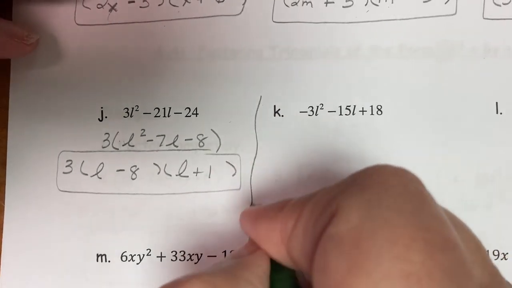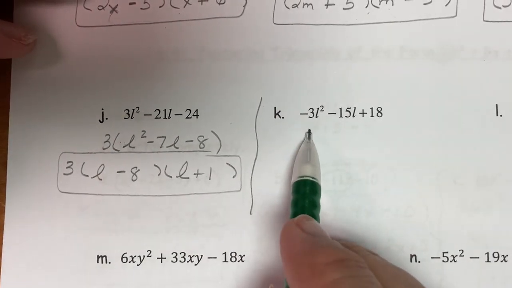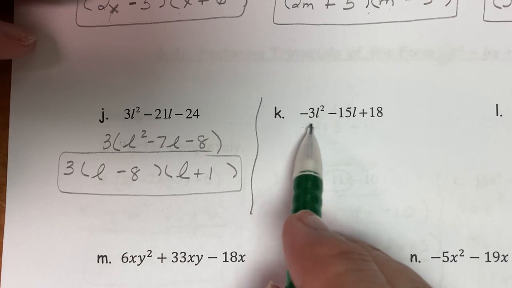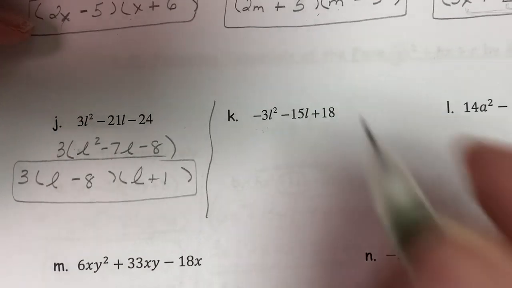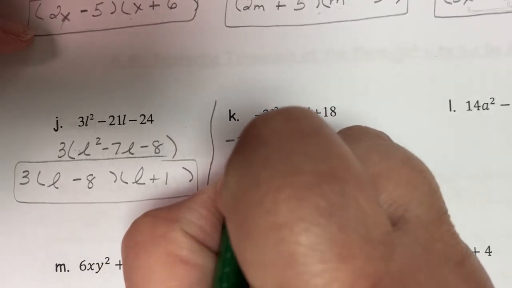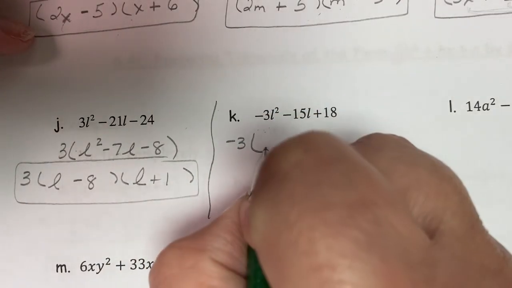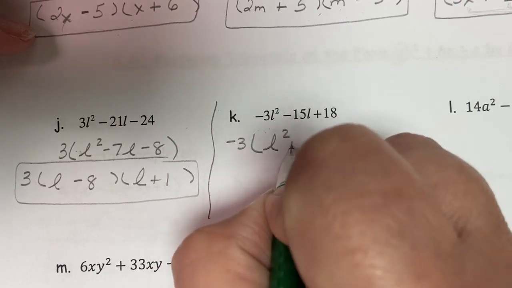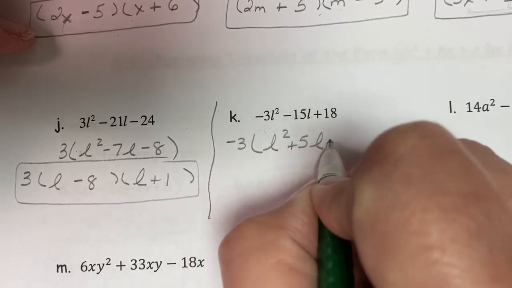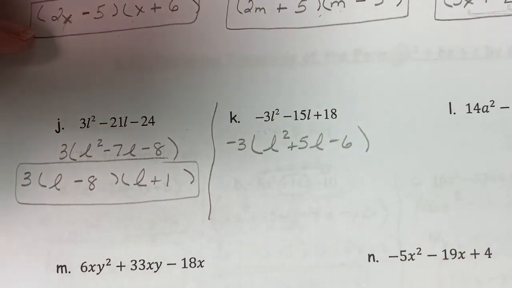K is a situation where factoring out a negative, I think, is going to help us. See how there's a negative number in front of the L squared? That's never a good thing. So let's factor out a negative 3 because that divides into all of the terms. That's going to give me an L squared, negative divided by negative is plus 5L minus 6. I think this is going to go better.